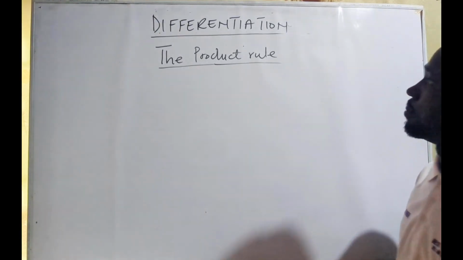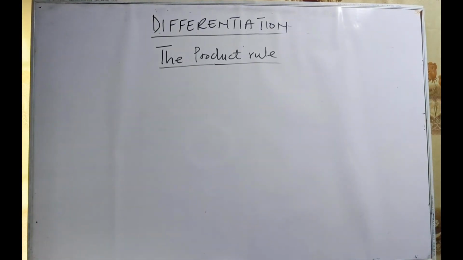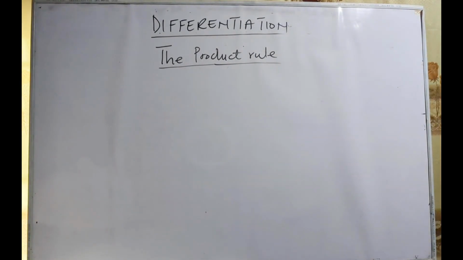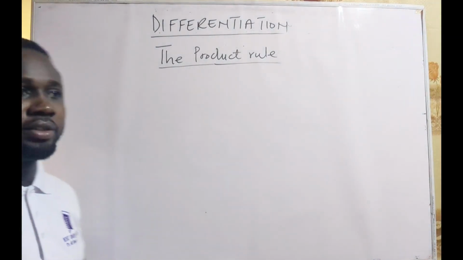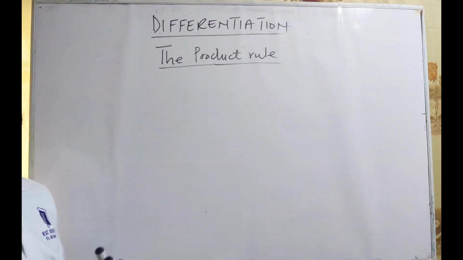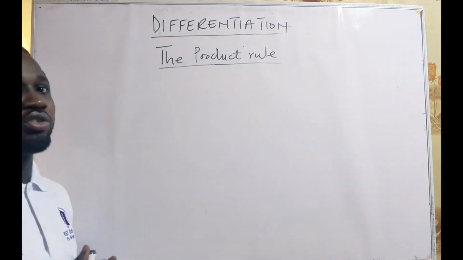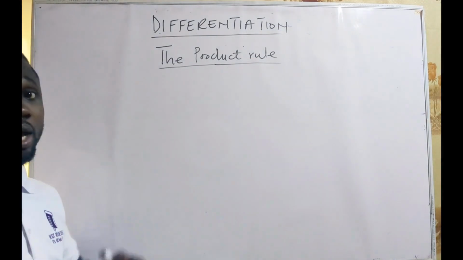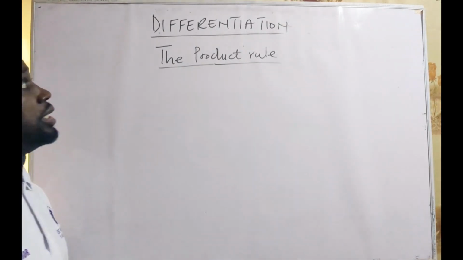Let's look at the product rule under differentiation. With the product rule, you are given two functions and you are multiplying the two functions. So when you are given two functions that you are multiplying, we see how we are going to differentiate.